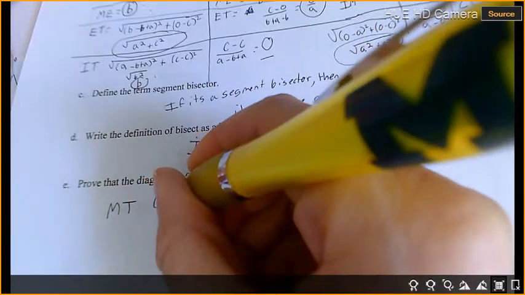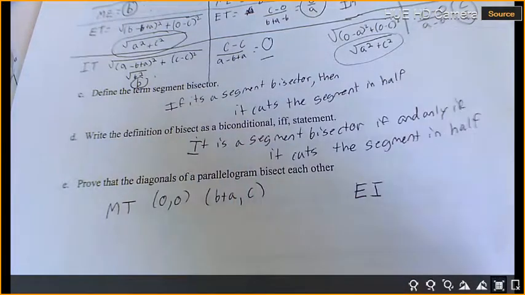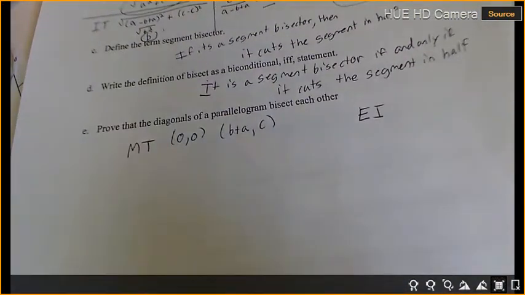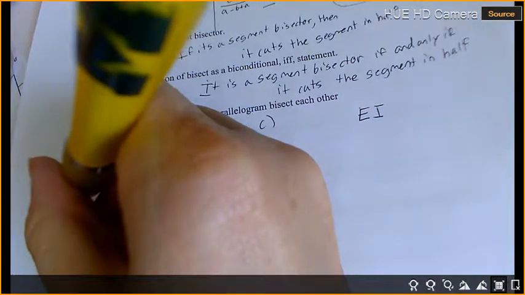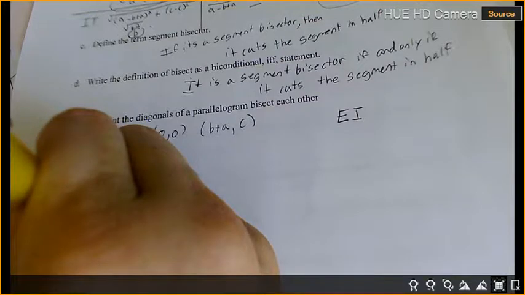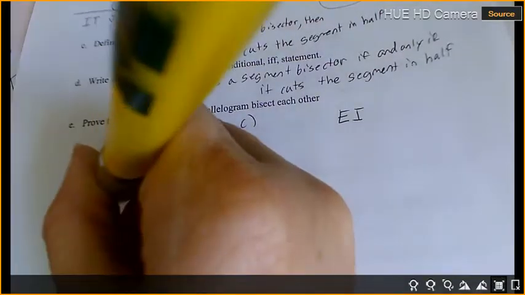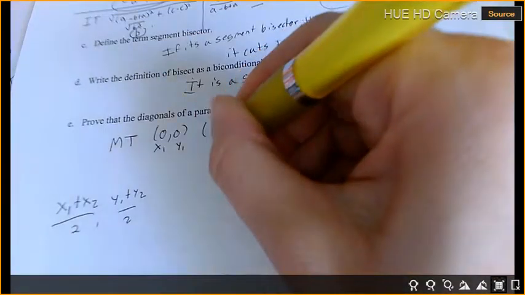Good. So M, I'm going to write down, M is 0, 0. T is B plus A, comma C. Okay, we're going to use the midpoint formula. Who remembers what that is? Anyone? Y1 plus Y2 over 2. That's my X1, Y1, X2, Y2.